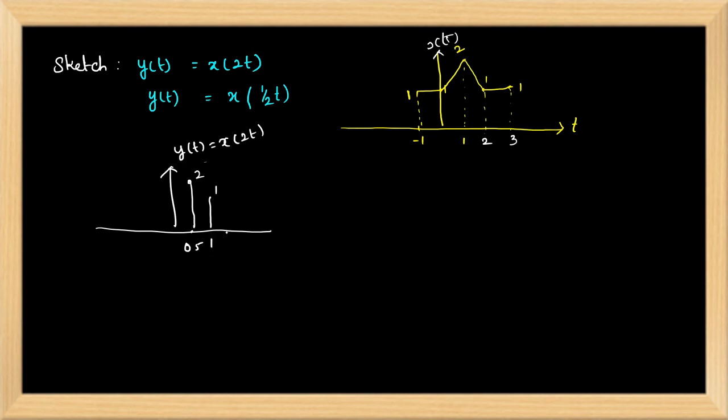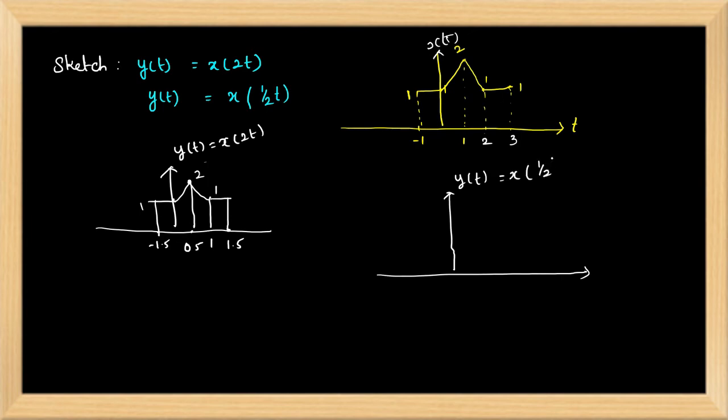At 1.5, it will be having 1. Then at minus 1.5, it will be having 1. At 0, it will be having 1. So our new signal will be like this, for x of half t, that means y of t equal to x of 1 by 2t.